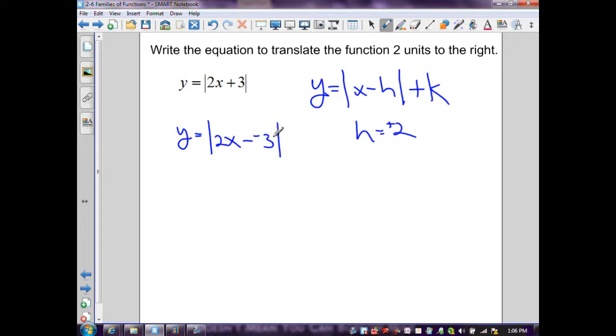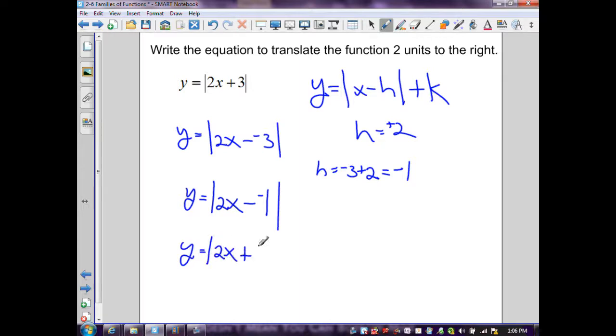Now what I want to do is to have this negative 3, which represents h, have an addition of 2 units to translate it to the right 2 units. So therefore, the new h is going to be a negative 3 plus 2, which represents a negative 1. So when I create that new function, y equals the absolute value of x minus h, h is a negative 1 for the translation from a negative 3 to a negative 1 of 2 units. Then simplify, y equals the absolute value of x plus 1. And that represents the translation of this function 2 units to the right.